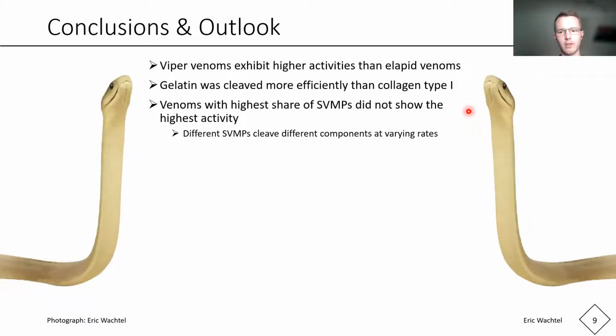Then, as we saw with the vipers and the elapids, the venoms with the highest share of SVMPs did not show the highest activity. So we don't have this nice correlation, the higher the SVMP content, the higher the activity. This is not how this works, because some SVMPs do not act on the ECM, they act more on the blood chemistry, and others are not as efficient at cleaving the ECM as others.